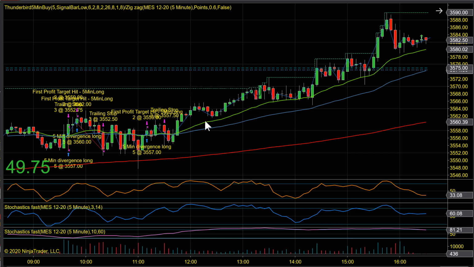The 1 minute's great, but it is very choppy in these environments, and you have to be balanced with your stops and your profits, and it could be very whippy. The 5 minute gives you a little bit more time in the trade. It gives you bigger time frames.